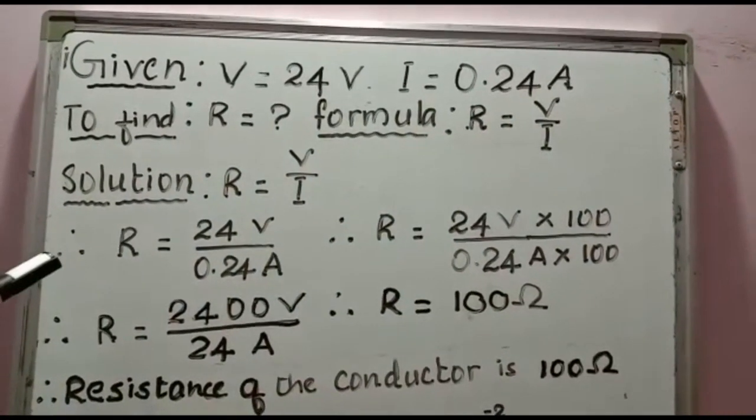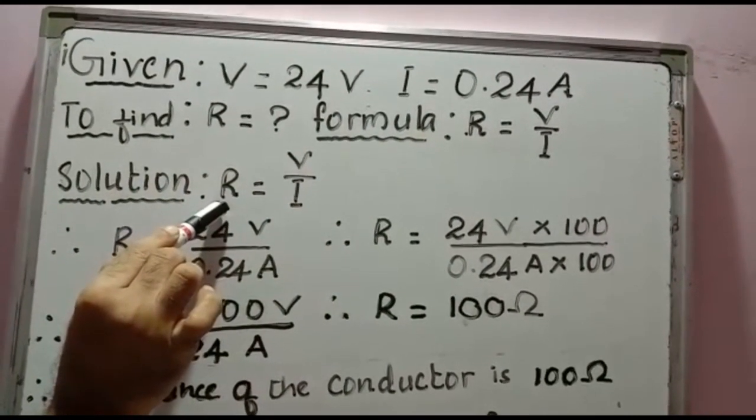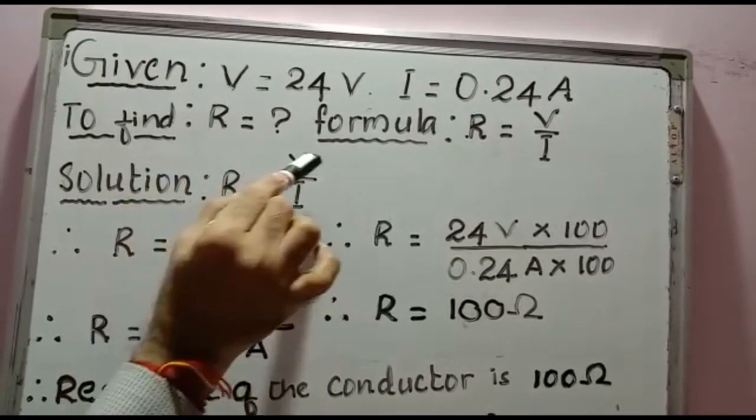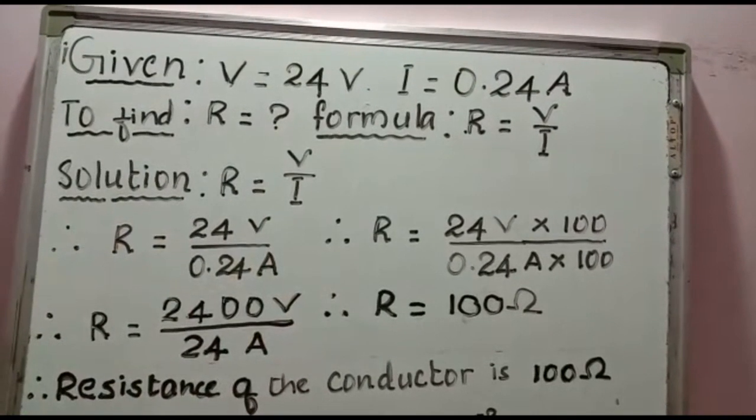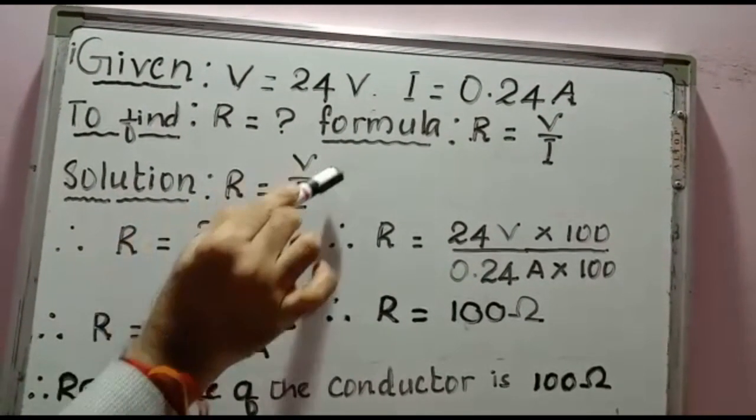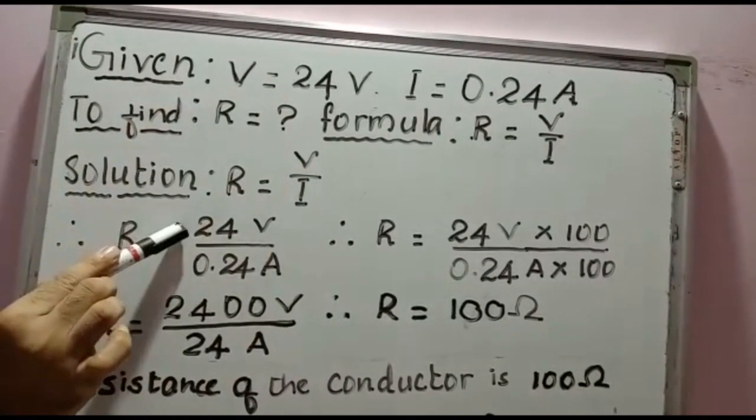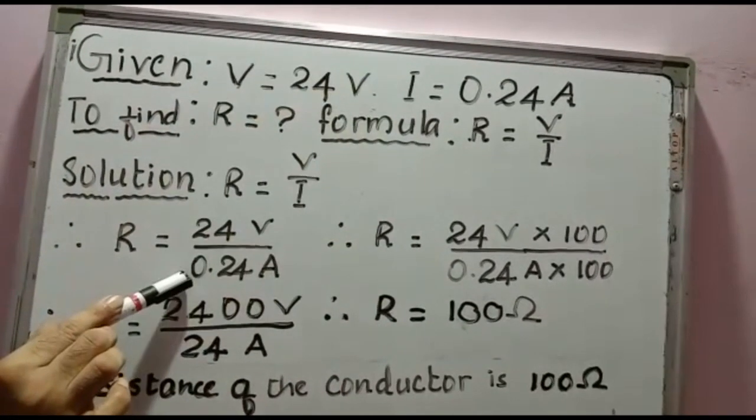By using Ohm's law, we can not only find out the resistance of the conductor or circuit, but out of the three values, if any two are given, we can find out the third one. So we will use this formula R equals V upon I and we'll substitute the values. V equals 24 volts, I is 0.24 ampere.